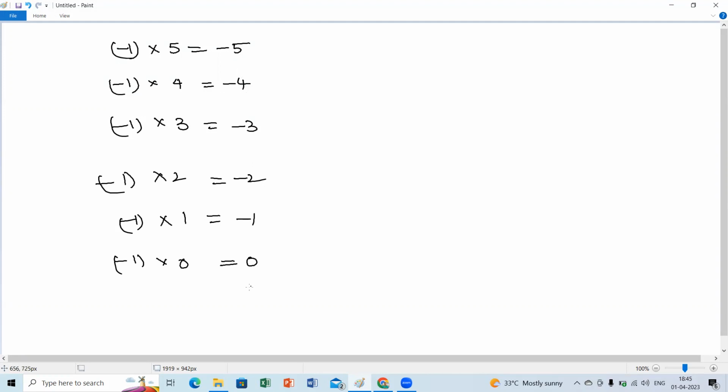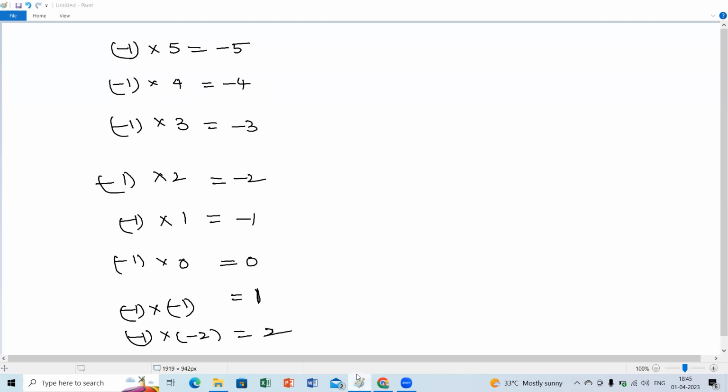Now, in the general pattern, you see minus 5, minus 4, minus 3, minus 2, 0, then what do you expect? What is the next in the pattern? What is the result? Ma'am, 1. Positive 1. How are we getting it? Negative multiplied with negative is positive. In the same way, negative 1 multiplied with negative 2 is positive 2. Like that you can frame the pattern.